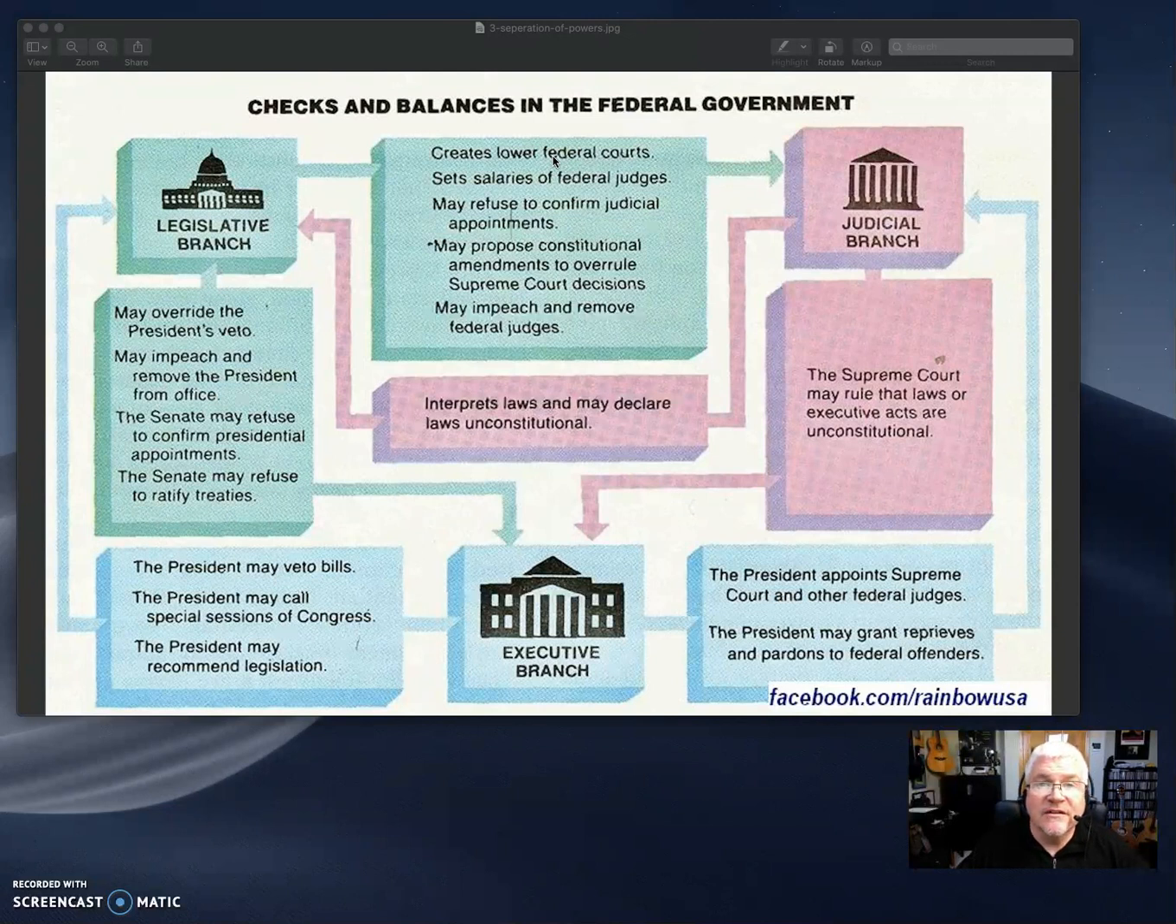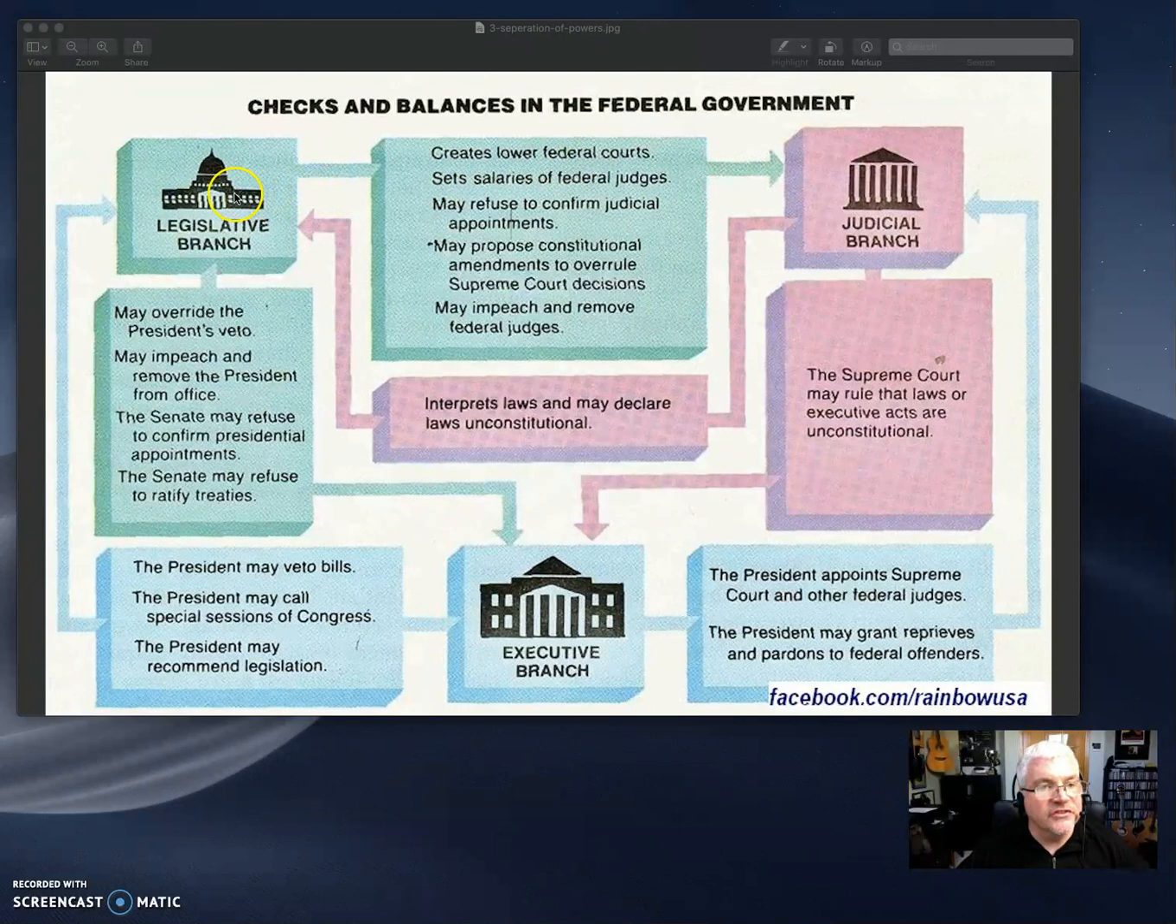The Supreme Court, part of the judicial branch, says that a law is unconstitutional. The legislative branch can either rewrite the law so that it is constitutional or even amend the Constitution itself, right? And finally, they can impeach and remove federal judges. The legislative branch can impeach judges and justices just like they can the president or vice president or other high officials. Okay? So that's how the legislative branch checks the power of the judicial branch.